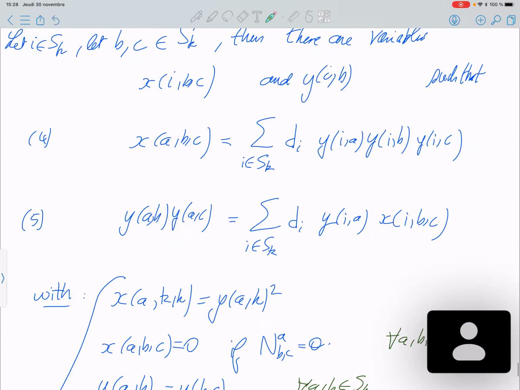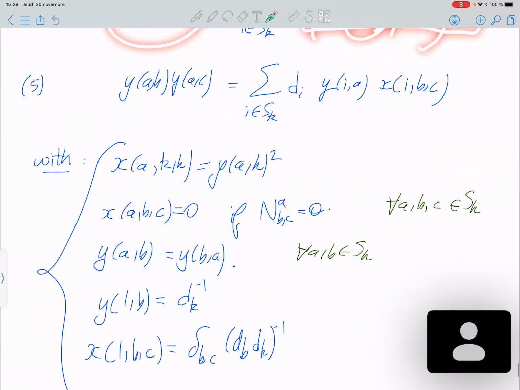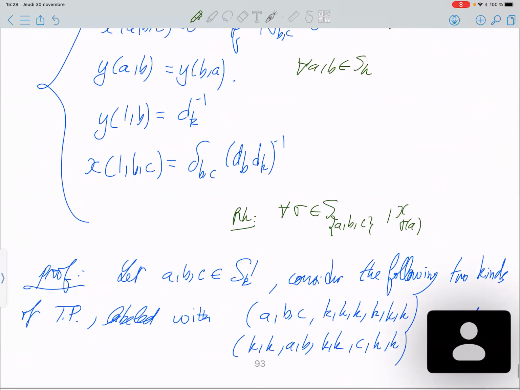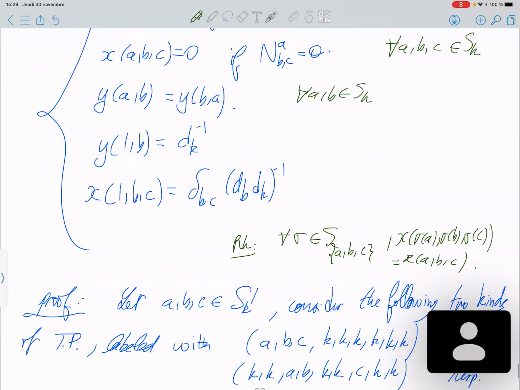By this equation, see this equation ABC, the order in which ABC is written does not matter, because here it's a product of numbers. So you can permute everything, which will be the same thing. So we can write it as follows: for all permutations of ABC, X_ABC equals X_ABC. We will use that also.